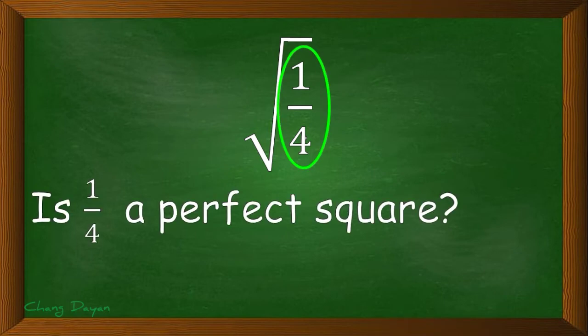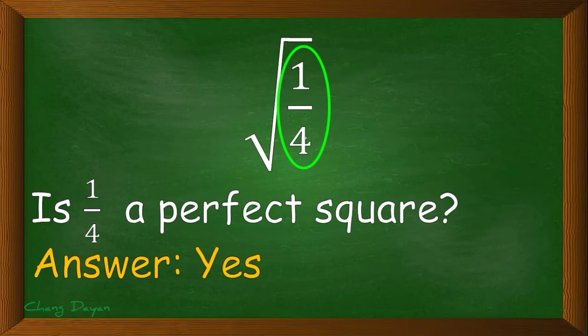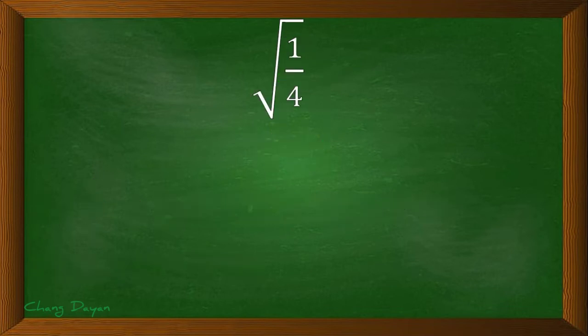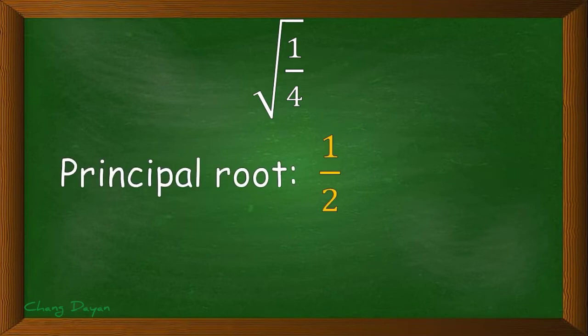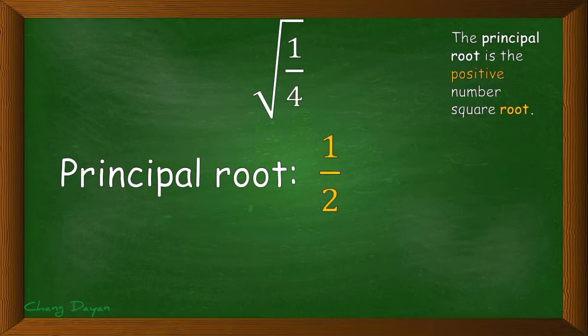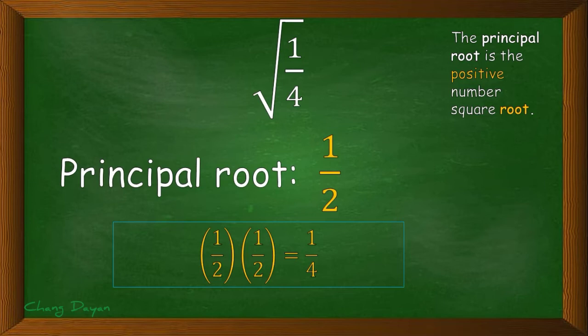Is 1/4 a perfect square? The answer is yes. So let us get the principal root. Just get the square root of 1 and the square root of 4. The answer is 1/2. Principal root is 1/2. 1/2 times 1/2 is 1/4. Kaya principal root ng square root of 1/4 is 1/2.